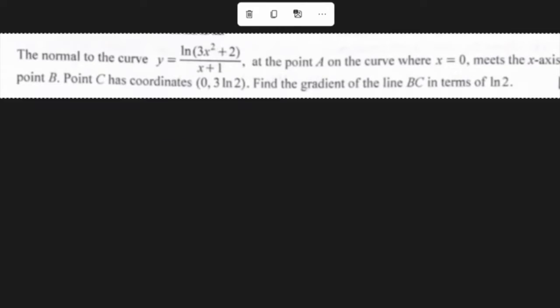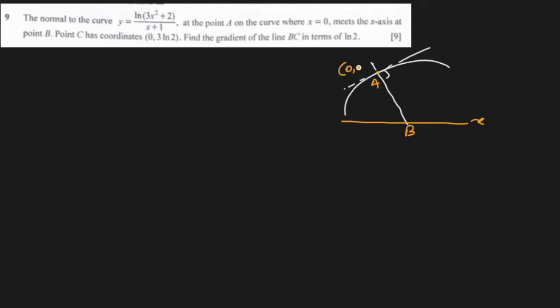It is normal to the curve. A point A on the curve where x is 0 meets the x-axis at point B. Okay. So let me draw a random curve. It's not necessary that it's a correct one. So suppose this is the curve. This is the tangent. This is the normal. The normal is meeting the x-axis, let me draw the x-axis with a different color, at B, and at the point A on the curve, this is A, where x is 0. So the x coordinate is 0. We can find the y coordinate also, but if needed, we'll do that.